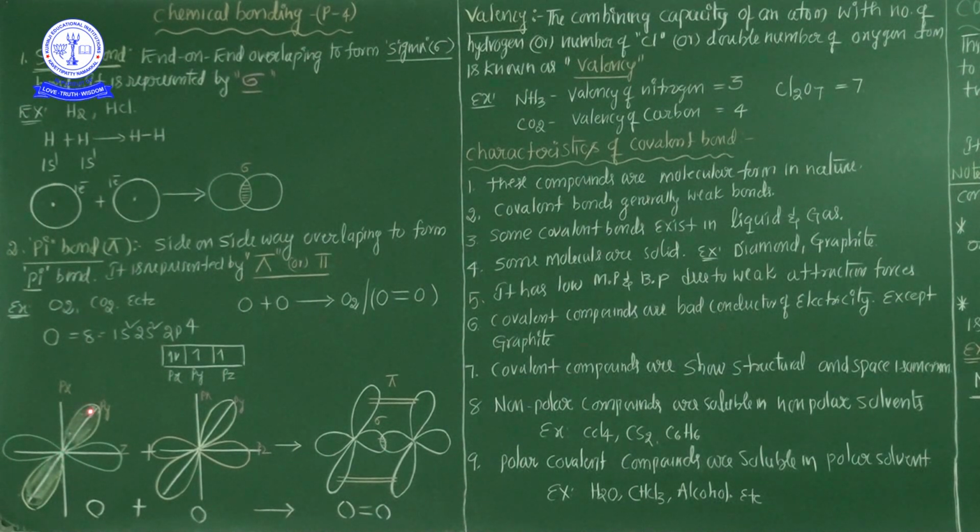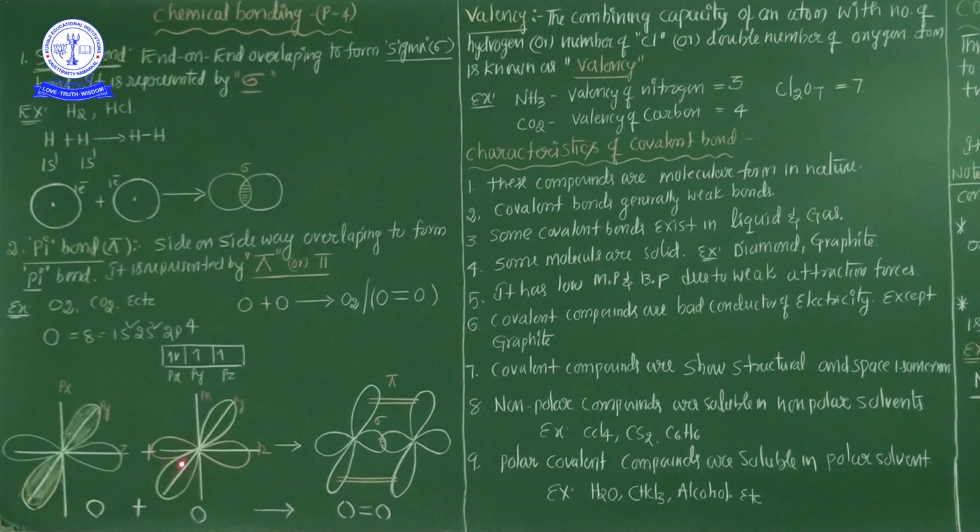Why did I mention only py and pz, not px? You know that very well: only unpaired electrons are involved in the covalent bond. That's why in each oxygen atom, the unpaired electrons are present in the py and pz. That's why I draw only py and pz here. This px is completely paired. So py and pz are the two orbitals in one oxygen. Similarly, there are two orbitals in the other oxygen, because it is oxygen plus oxygen.